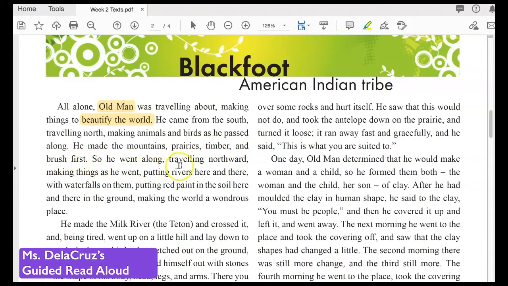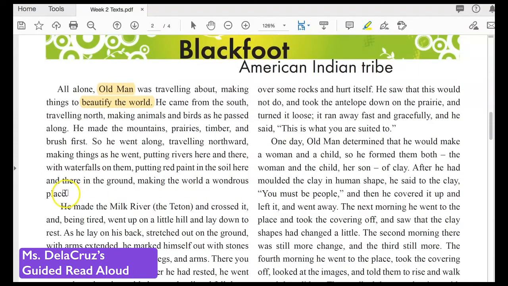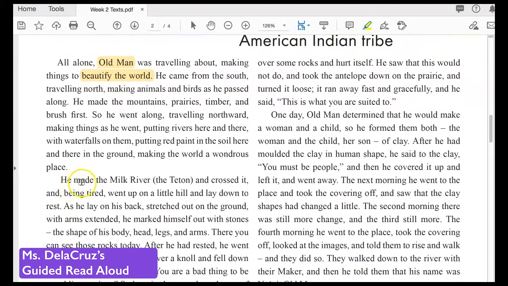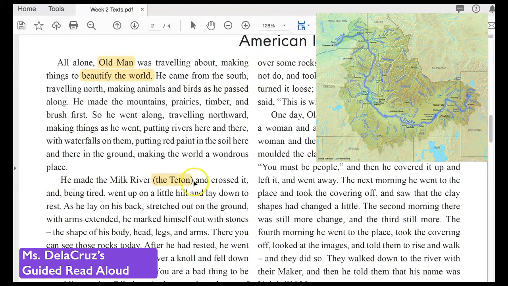So he went along, traveling northward, making things as he went, putting rivers here and there, with waterfalls on them, putting red paint in the soil here and there in the ground, making the world a wondrous place. He made the Milk River, the Teton. Now this is a river that actually exists.